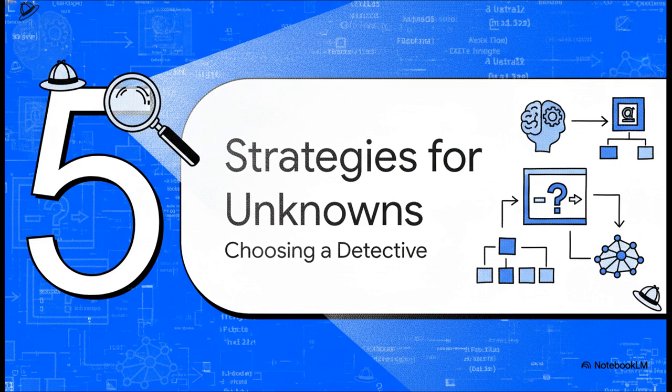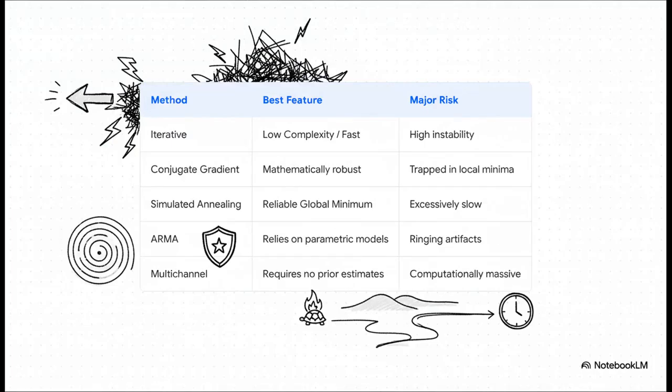Now, for a case this hard, you can't just send in any old detective. You need a specialist, and luckily we have a whole team of algorithms to choose from, each with its own strategy for tackling the unknown. All right, let's look at the lineup. You've got your iterative method, which is super fast, but it can be really unstable. The conjugate gradient method is much more robust against noise, but it has one major weakness. Then you have something like simulated annealing, which can actually guarantee it finds the right answer, but my gosh, is it slow. Each one is a strategic choice, a balance between its key feature and a pretty significant risk.